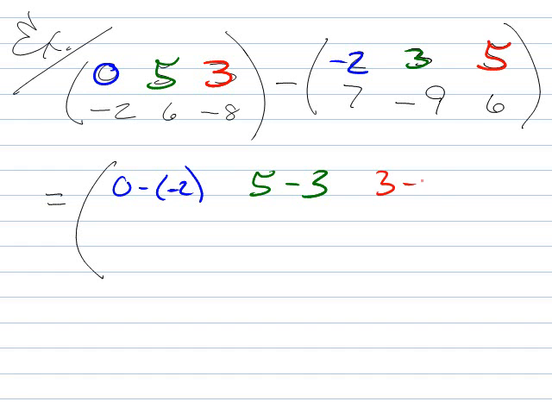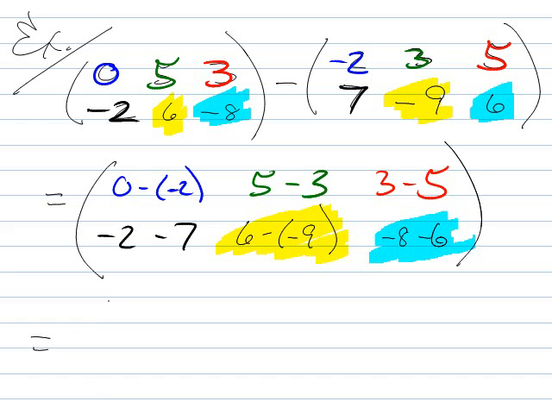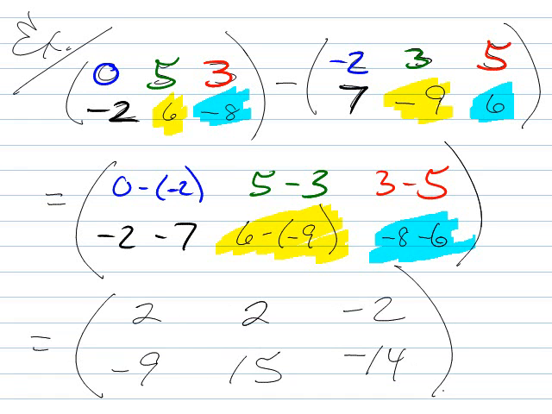3 minus 5, negative 2 minus 7, 6 minus a negative 9. Again, your parentheses are really important here. And then negative 8 minus 6. And if I'm going too fast again, that's why you have a video, because you can pause it and go ahead and work through these on your own and hopefully get something along those lines.